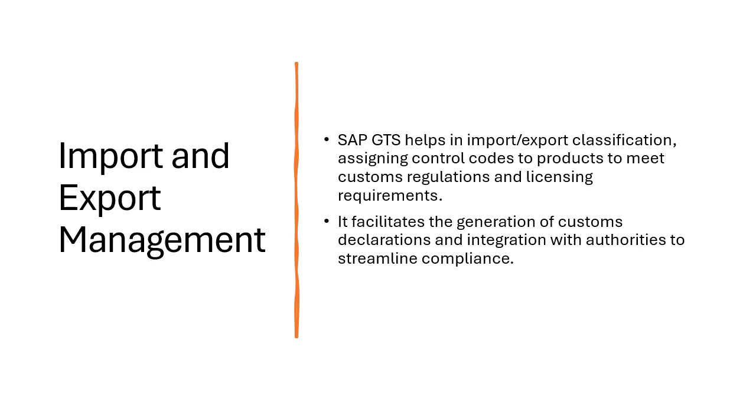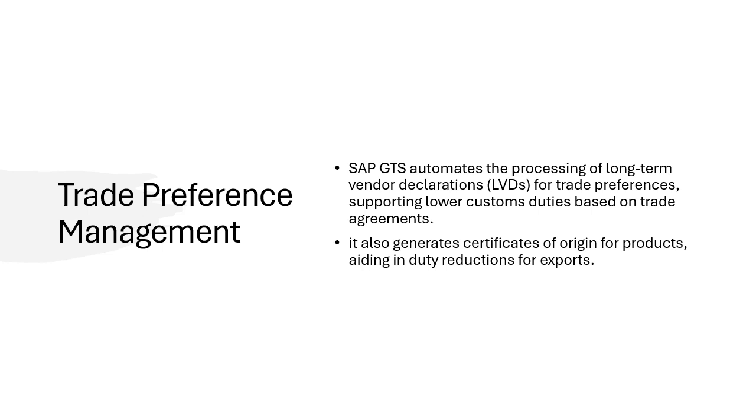This functionality within SAP GTS automates the process of handling import and export declarations, which helps businesses classify products, calculate duties, and communicate with customs authorities. It also supports compliance for both export and import, which ensures adherence to regulation through license management and checks. And next is trade preference management.